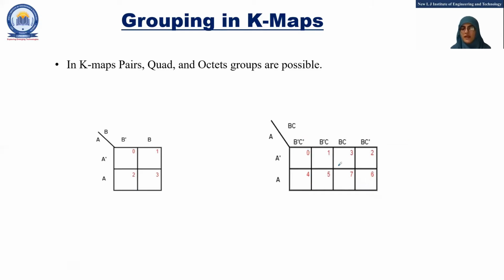We can make a pair also. If this is a pair, the answer will be B prime C. We can consider a single one also. So the answer will be A bar B. Here we can consider a single one also. So the answer will be A B C prime.